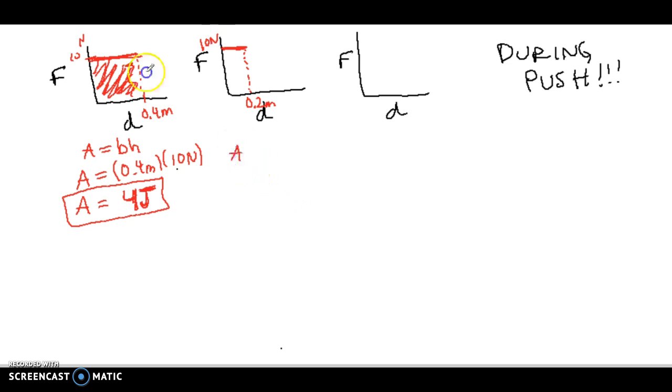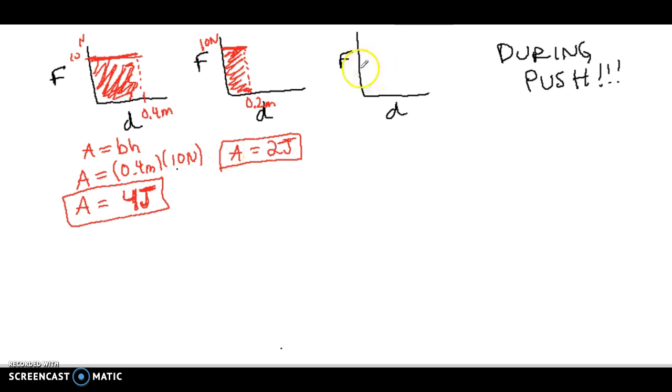Okay, so when I calculate this area, I'm only getting 2 joules of work out of it. He's only getting 2 joules of kinetic energy, which means he's going to be going slower, right? Which makes sense. If I push it for a longer time, he's going to end up faster than if I only push him for like, you know, half the distance. Okay, he's not going to get as fast.